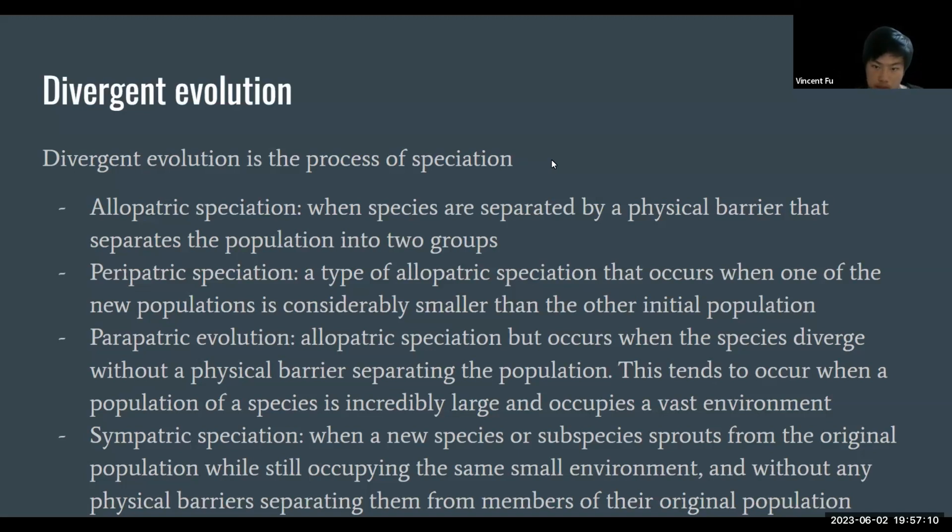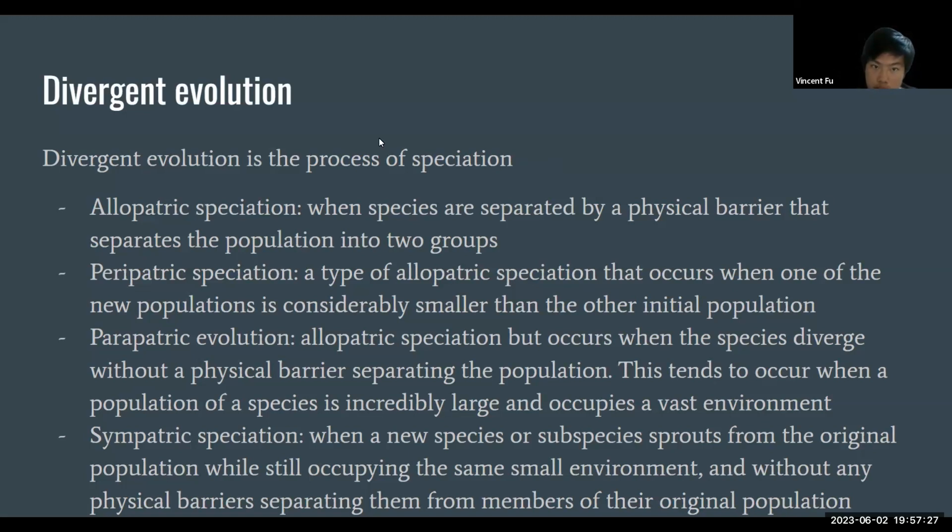This is when a new species or subspecies sprouts from the original population while still occupying the same small environment and without any physical barriers separating them from members of their original population.